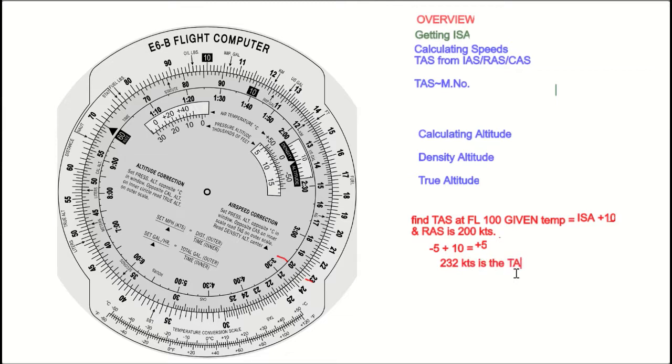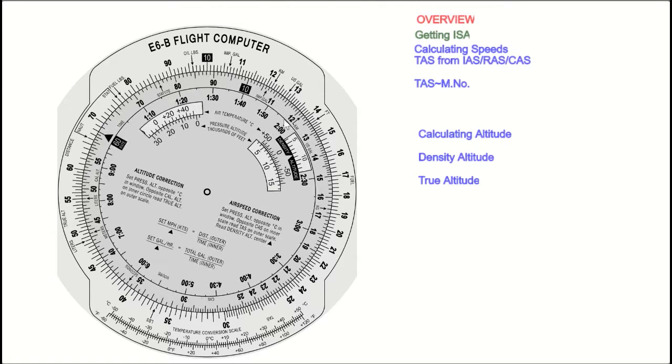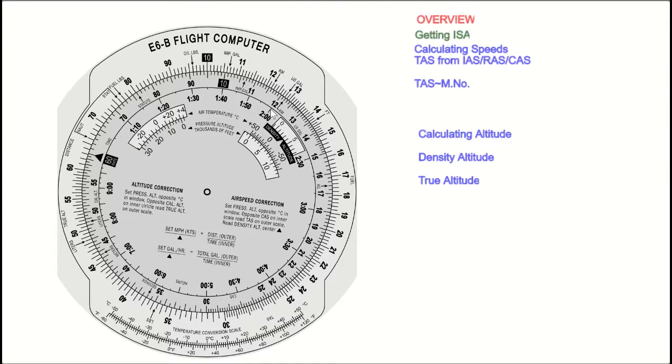232 knots is the TAS. So that's how you can find out TAS when IAS, RAS, CAS is given, and the exact temperature is given, or the temperature is given in ISA plus or ISA minus. Okay, so this is how we can find out the TAS when the IAS, RAS, CAS is given and temperature either in terms of ISA plus minus or the exact temperature is given. Fine. Now we'll see how to convert Mach number to TAS.